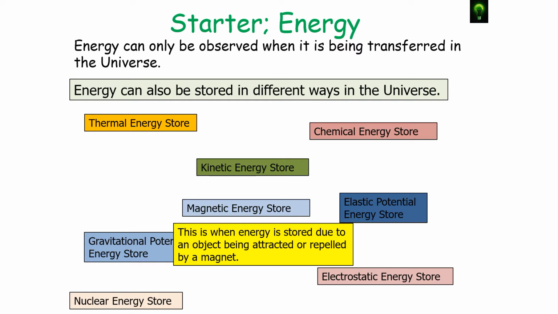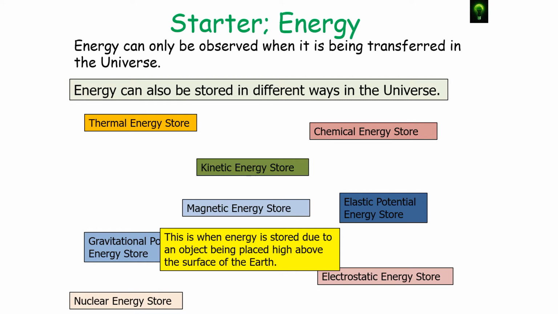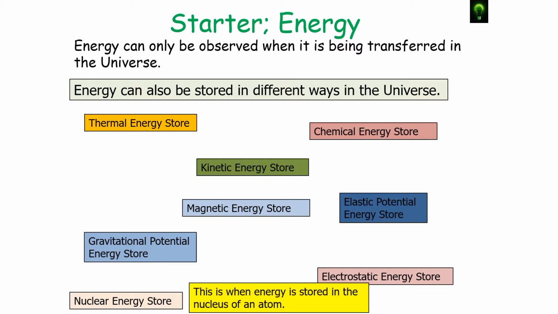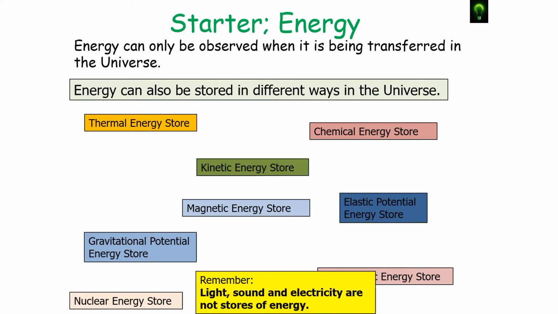The magnetic energy store is the energy stored due to an object being attracted or repelled by a magnet. The gravitational potential energy store is the energy stored due to an object being placed high above the surface of the Earth. The electrostatic energy store is the energy stored due to an object having attraction or repulsion due to electrical fields. And the nuclear energy store is the energy stored in the nucleus of an atom. Now remember, light, sound and electricity are not stores of energy.